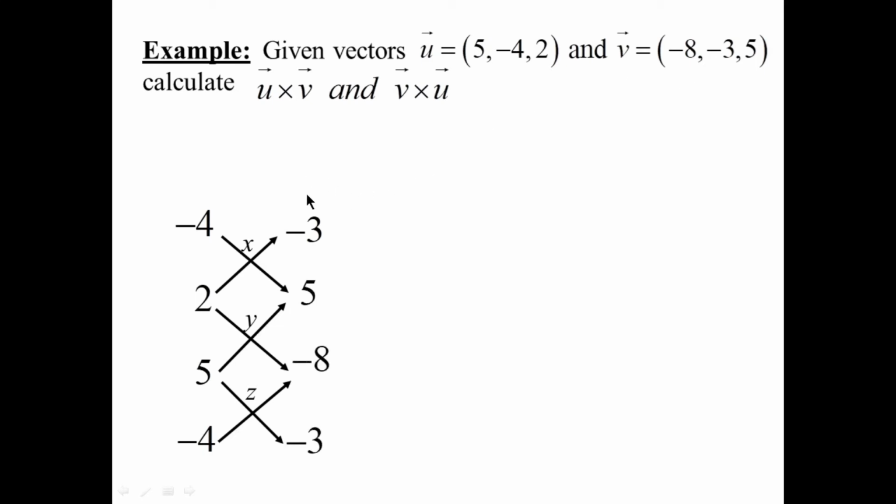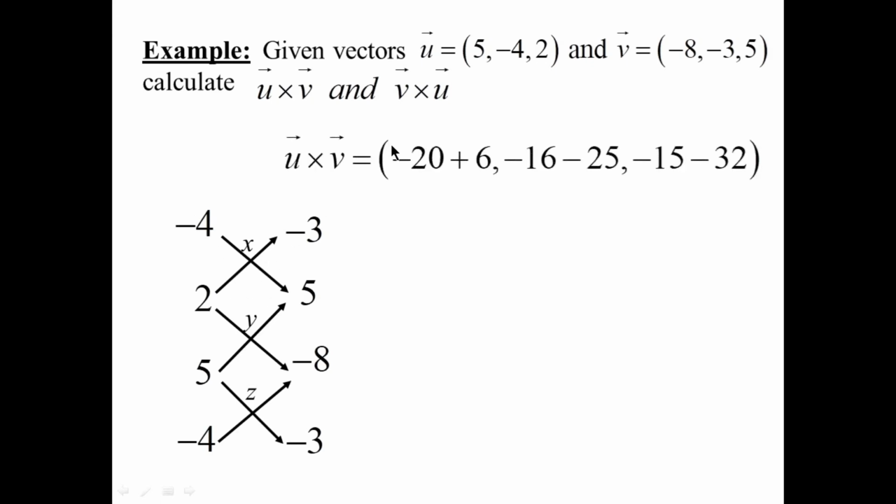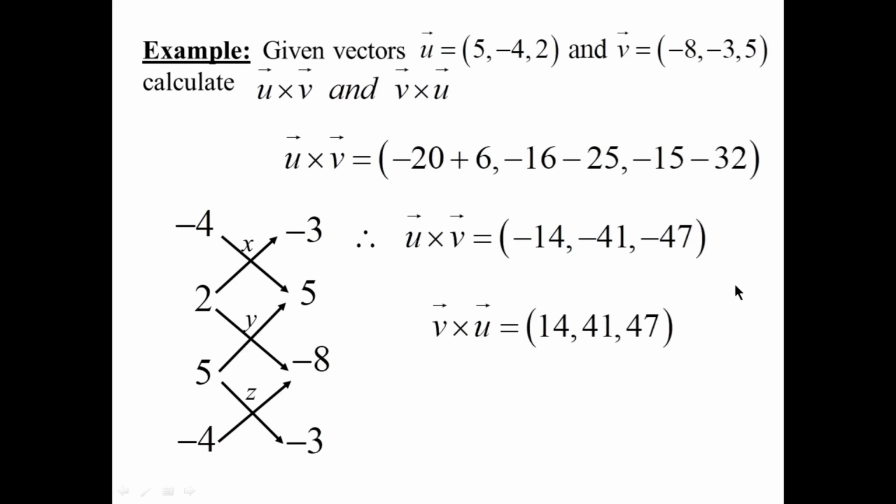And so to find the actual cross product now, it will be the down product subtract the up products. So our cross product will be -20 subtract negative, so +6. That's where we get -20 +6. And then -16 -25. The down product minus the up product, so -15 -32. Work them out and we have the cross product. And v cross u is simply the negative. Change the signs on each. And we found a vector that's perpendicular to them both.